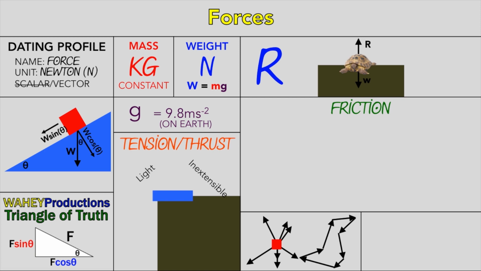A dude called Lamy came up with a theorem for 3 concurrent forces, P, Q, and R, in equilibrium as shown. He found that P over sine alpha will equal Q over sine beta, which equals R over sine gamma.